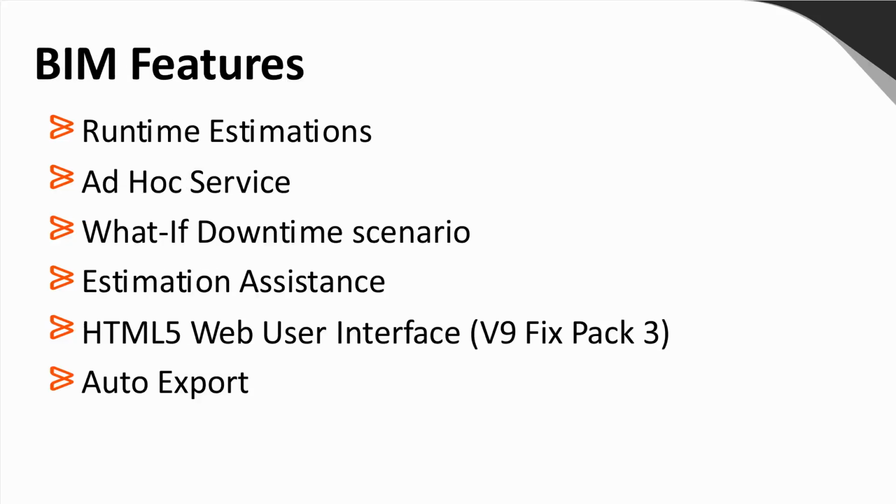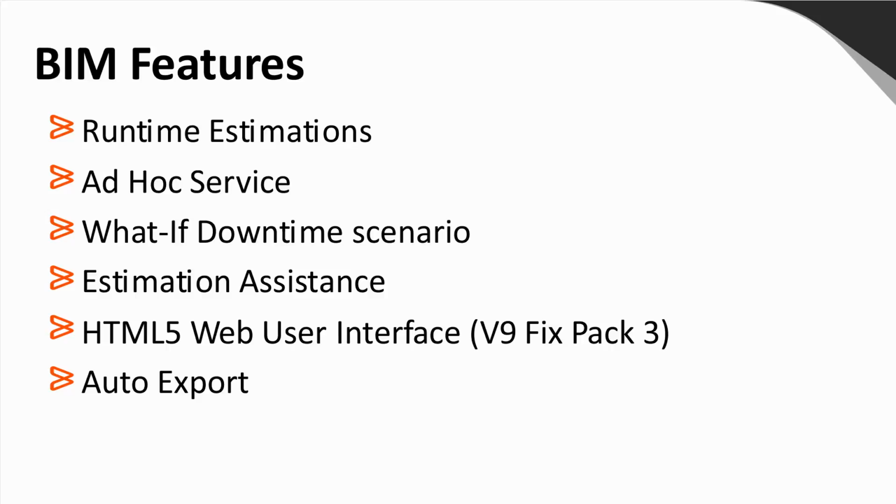So the BIM features I want to demo include things like runtime estimations, which are where in the monitoring domain, we can see when BIM estimates jobs will run and for how long. And this is for all jobs, though, not just those in a BIM service. Also an ad hoc service. This is a way where you can view non-service jobs in a BIM-style viewpoint. And then if you have times where you have a host or group that might be out of commission, you can now run a What-if Downtime scenario to see how this affects your service.